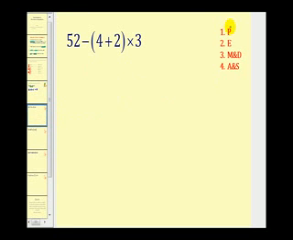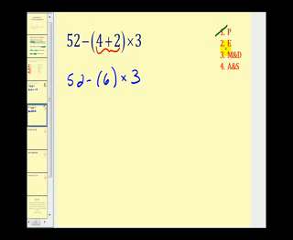The first thing we need to do is perform the operations inside the parentheses. So here we have 4 plus 2. So we'll have 52 minus 6 times 3. The next step would be to simplify the exponents. There aren't any, so we skip that. The next step is to multiply and divide. So it would be wrong to perform this subtraction.